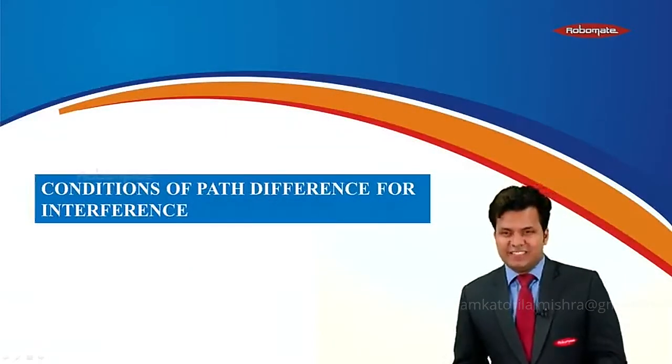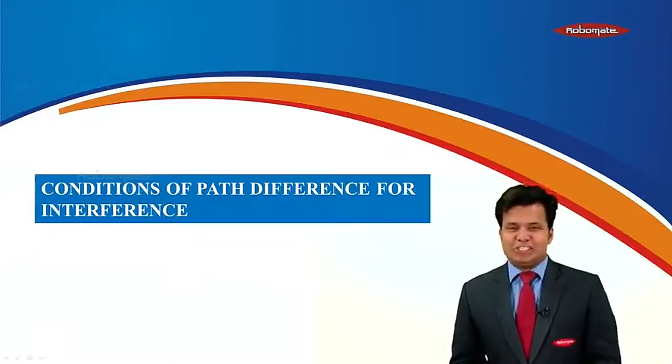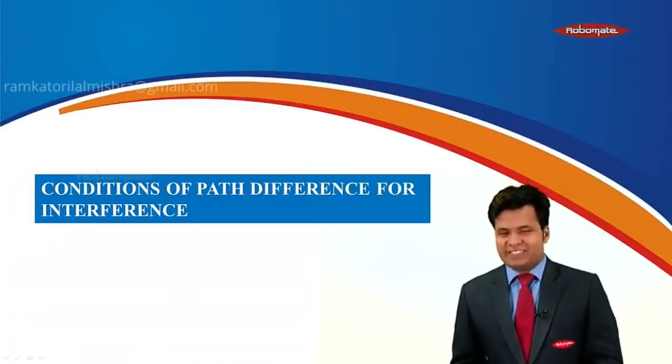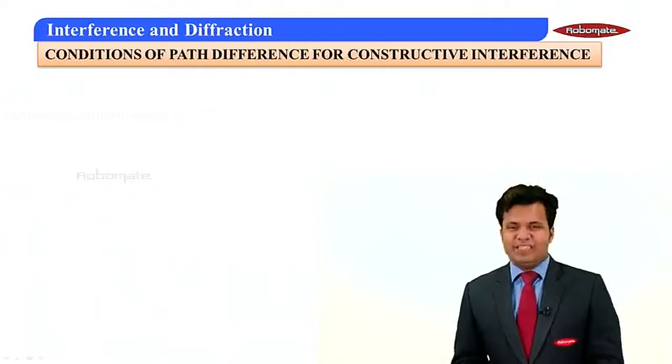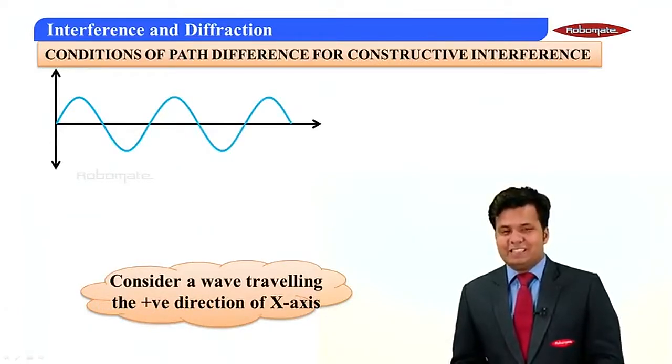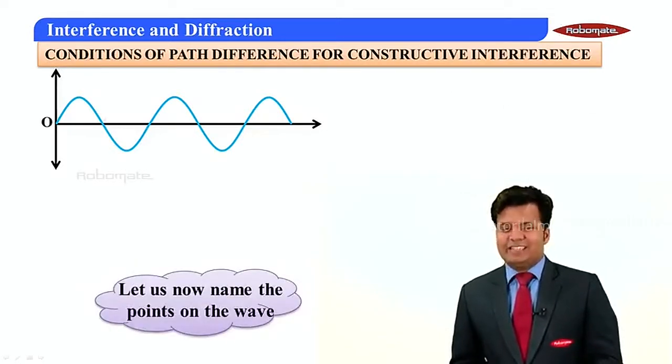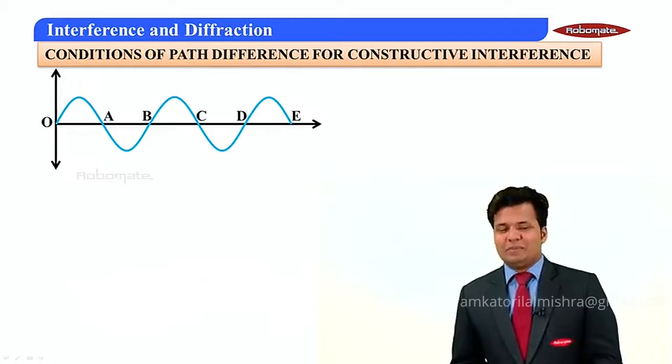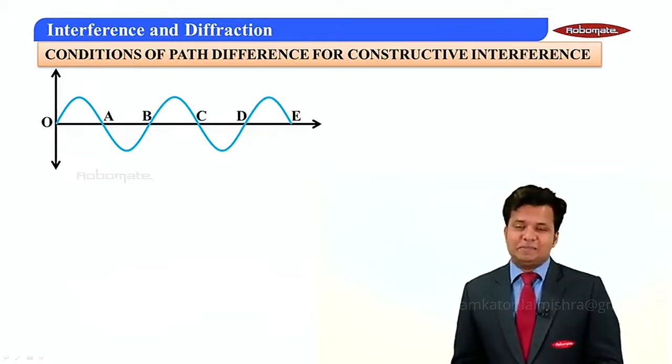Hello students, let us start with conditions of path difference for interference. We all know light is a transverse wave. Let us consider a light wave which is traveling along the positive direction of the x-axis. And if it's traveling along the x direction, it's going to cut the axis. Let us name those points. Let us say that the points are nothing but O, A, B, C, D and E.